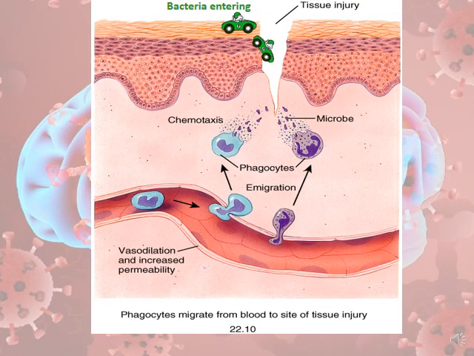So here is the tissue injury where the bacteria will enter, and whenever it enters, the phagocytes migrate. We have vasodilation and an increase of permeability, and we have the role of phagocytosis, where they become phagocytes or macrophages and engulf, or eat.